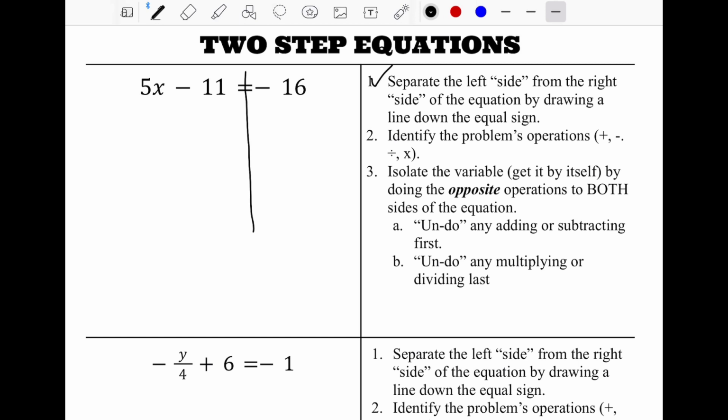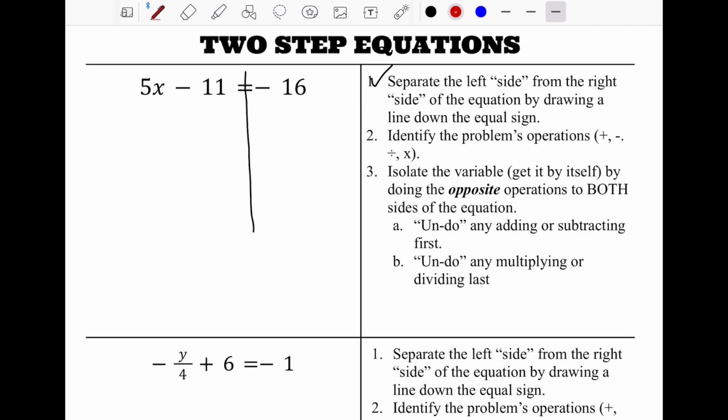Step two says we're going to identify the operations in the problem. So if we're going to identify the operations that we have within that problem, I'm not going to spell it all the way out. If I got multiply, I'm going to put M. If I got divide, I'm going to put a D. If I got add, I'm going to put A. If I got subtract, I'm going to put an S.